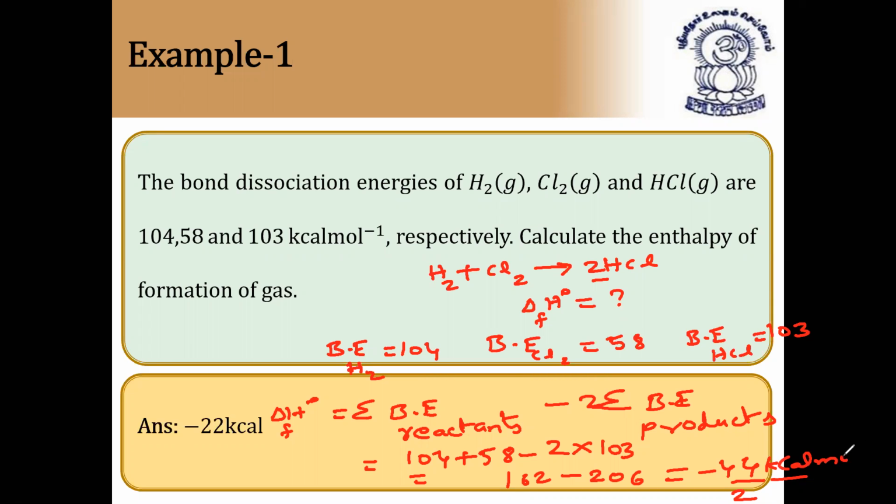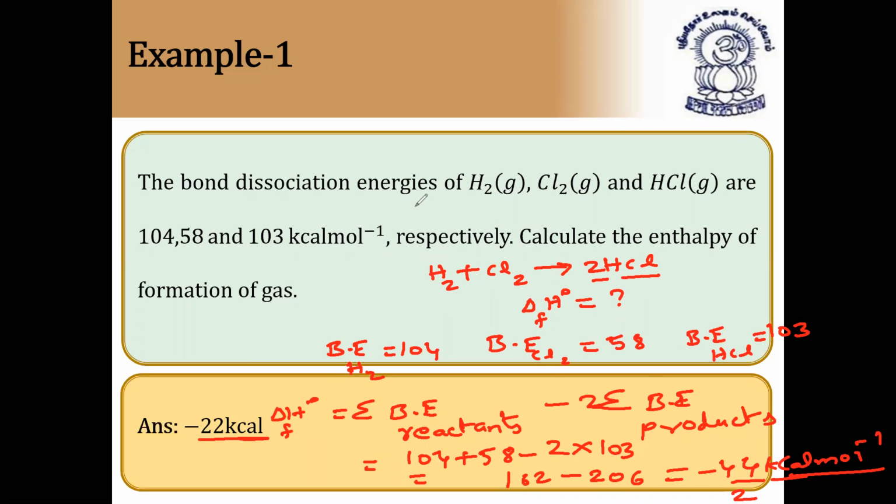It is as simple as this. Why are we doing this? Because the total heat of formation is 44 kilocalories per mole, since on the right hand side we have seen 2 moles of HCl, but they are asking for the enthalpy of formation of only 1 mole of HCl gas. So for 1 mole, you have to take half of this. Either way you can do it. So finally you got the answer, 22 kilocalories. I hope it is clear.